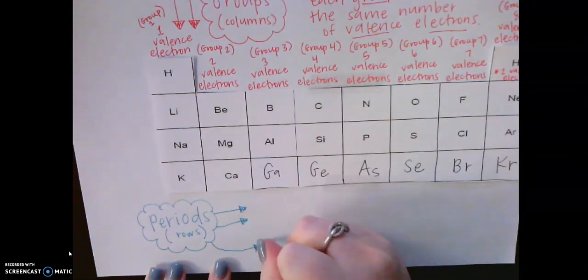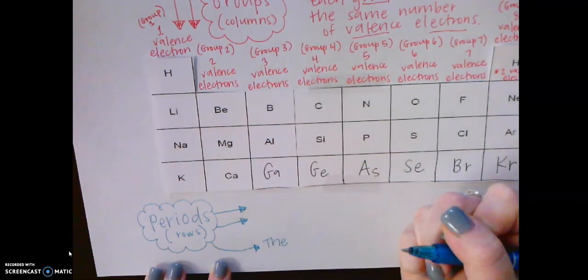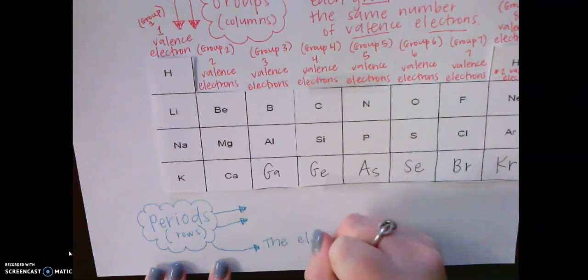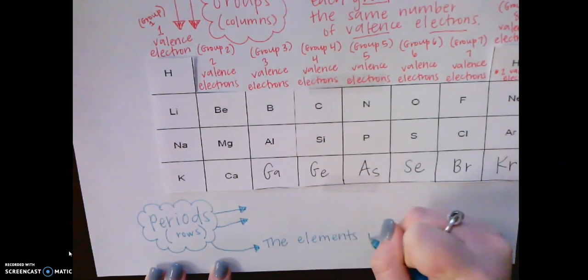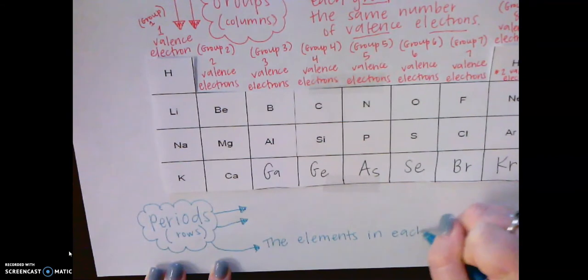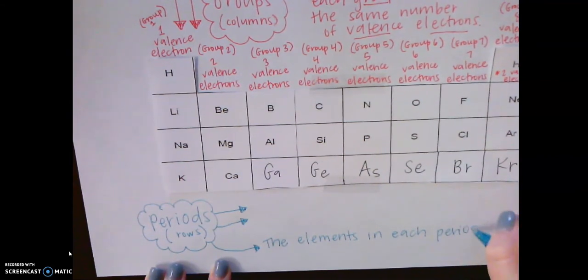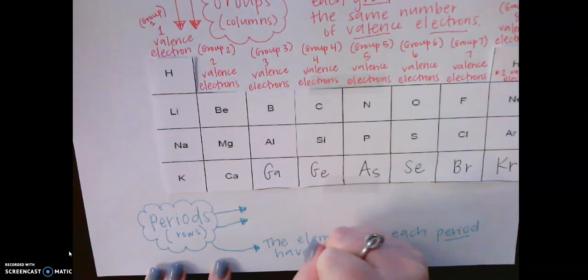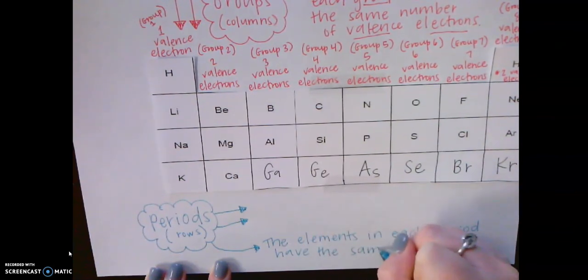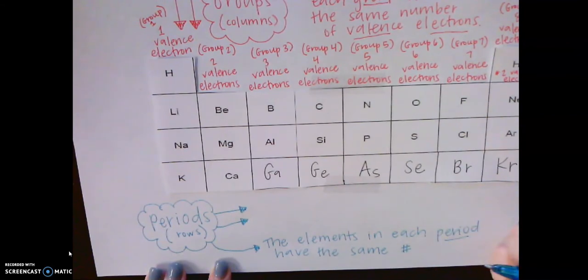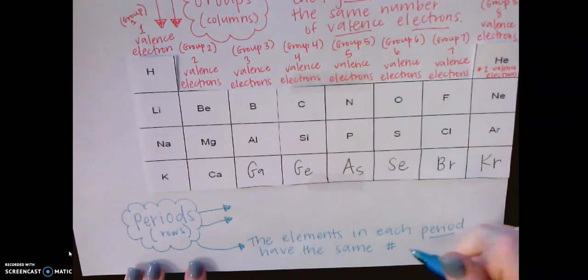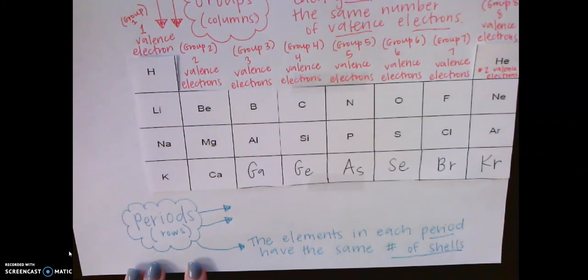So periods are going to have elements with the same number of shells. So I'm going to write the elements in each period have the same number of shells. We know that means electron shells. So for each row that I have, I'm going to have the same number of electron shells in my atom.